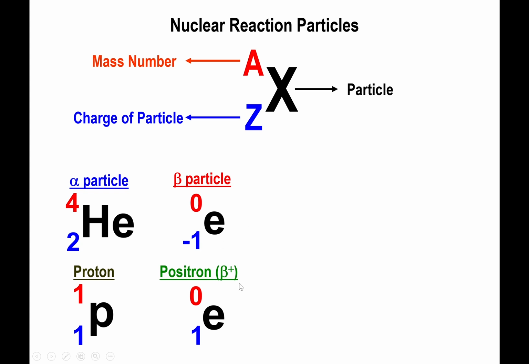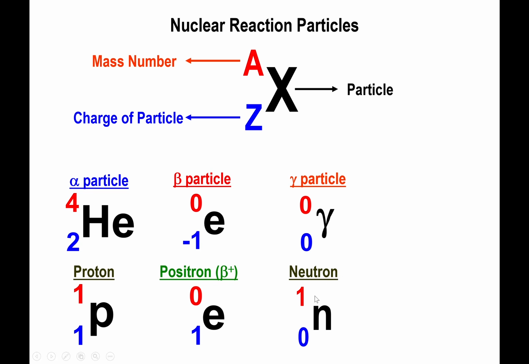Another particle is actually the antiparticle of the electron. This is known as the positron. And the only difference between the positron and the electron is that the positron has a positive charge as opposed to the negative charge of the electron. But other than that, it's identical. Then you have your gamma rays. Okay, so you have the Greek letter gamma. Gamma rays are simply light waves of high energy. So they don't have a charge and they don't have a mass, but they do have energy.